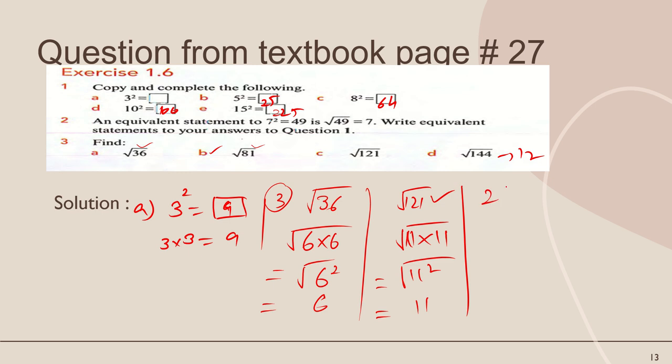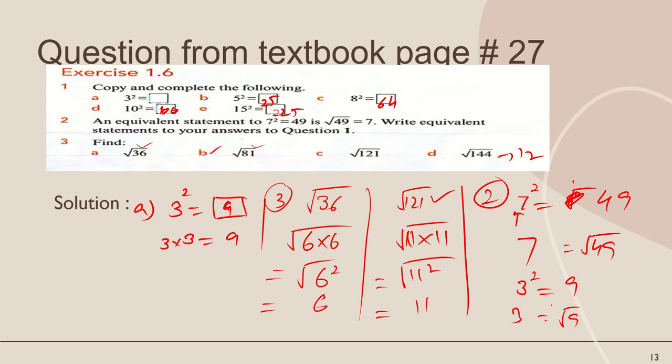Now question number 2, an equivalent statement. The equivalent statement is that 7 squared is equal to 49. If I find the square root of 49, we will get the original number 7. The same statements apply for question number 1. For example, 3 squared is equal to 9. If I find the square root of 9, we will get the original number 3. So do the remaining questions with the same process.